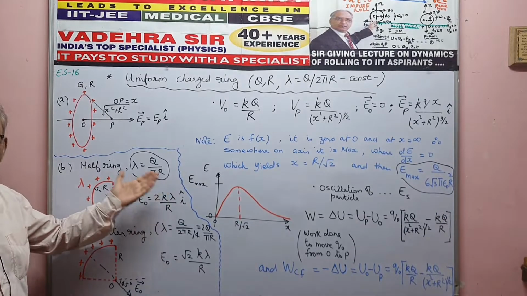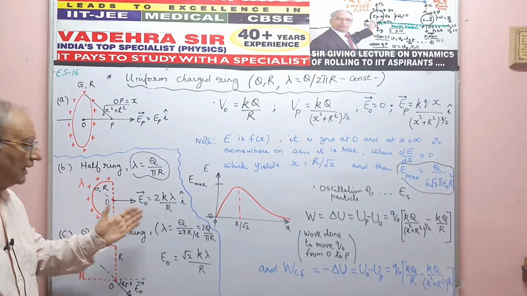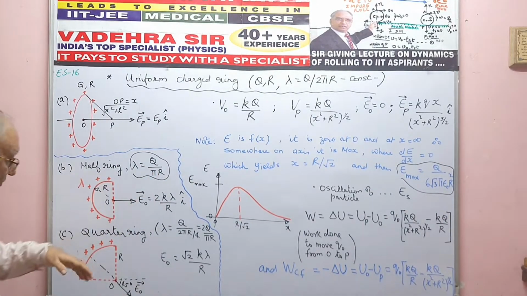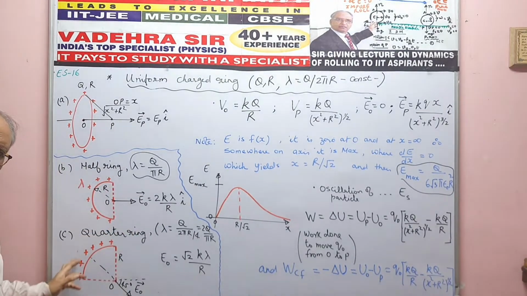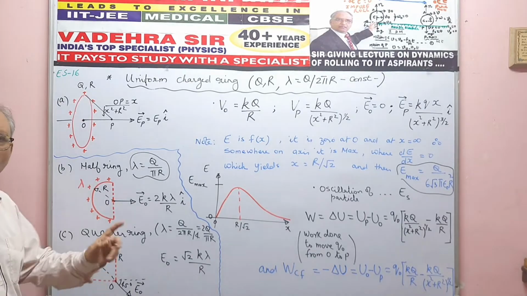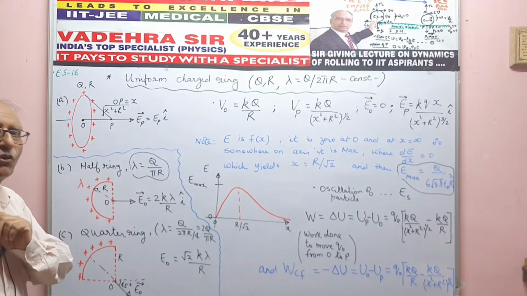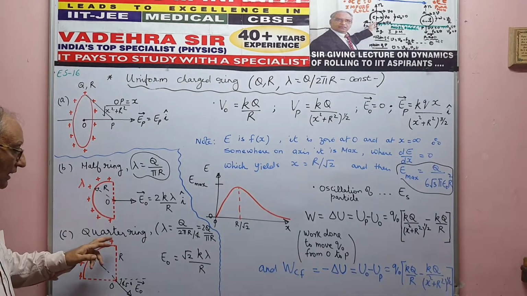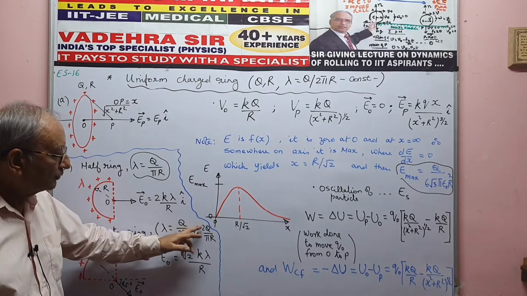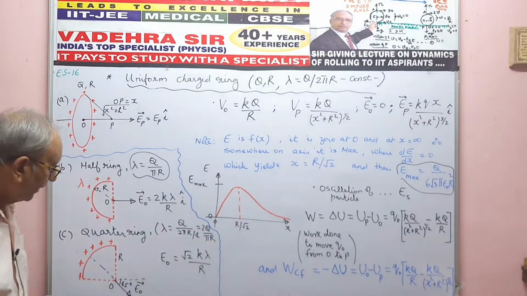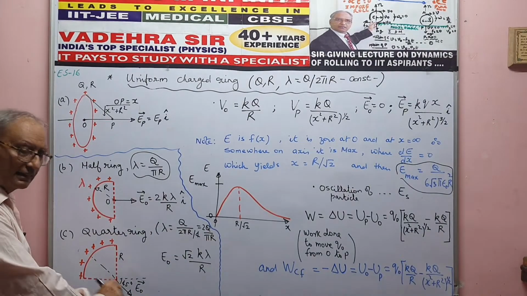So I have not written that, but potentially you can do it yourself. I have anyway spoken that in my lecture here. For the quarter ring, the length of the quarter ring is 2 pi r divided by 4. So the charge Q is distributed over 2 pi r divided by 4. So lambda becomes 2q upon pi r. So once again, small element and then the integration.